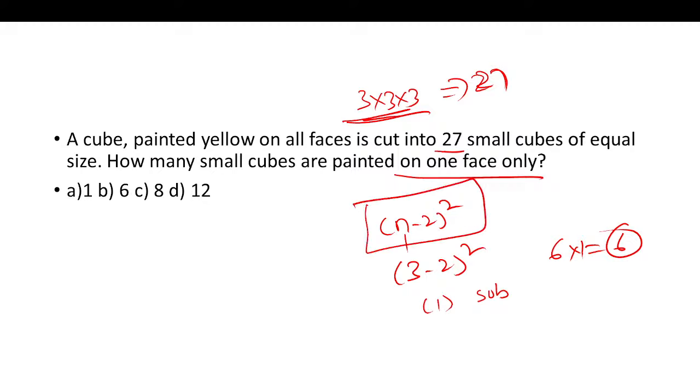This is the direct formula. You can write n minus 2 whole square to find out how many cubes have one face painted. On every face, only one side is painted. How many cubes? For every face one cube is there with one side painted. Like that it has 6 faces, so 6 smaller cubes.